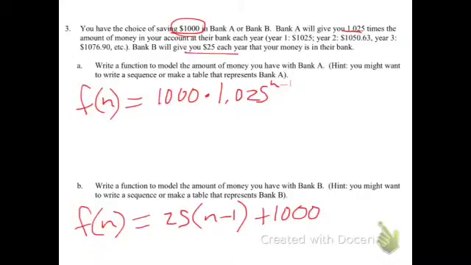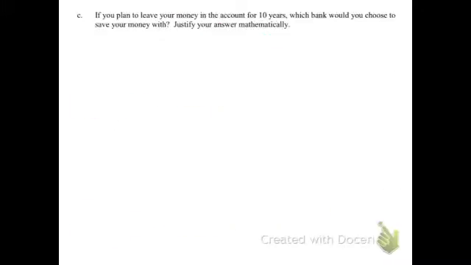If you plan to leave your money in the account for 10 years, which bank would you choose to save your money with? Justify your answer mathematically. So basically, to justify your answer mathematically, plug 10 into both, show how much you're going to have after 10 years with both, and then decide which one's going to be better. So let's do the first one. Let's do bank A over here.